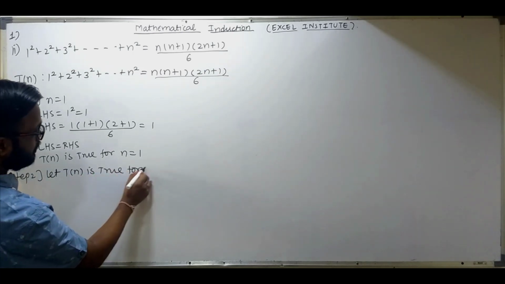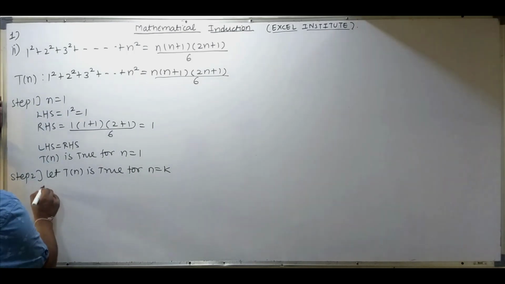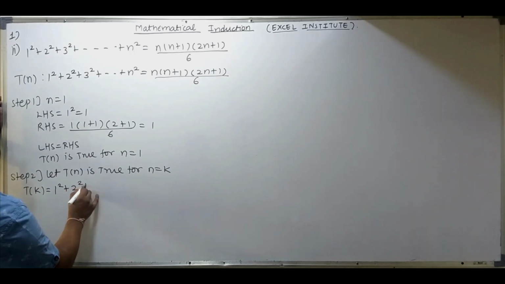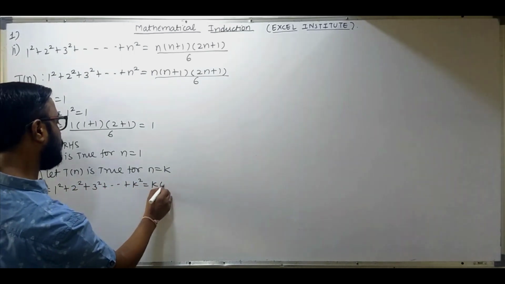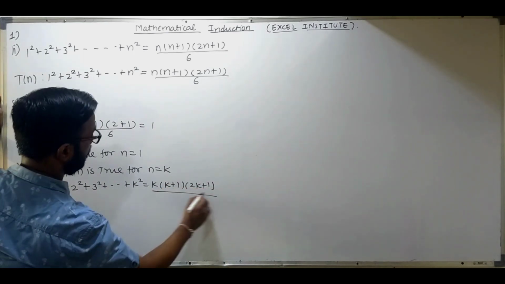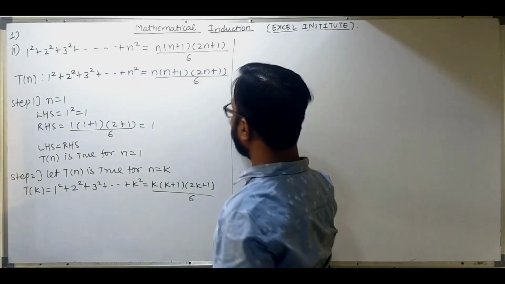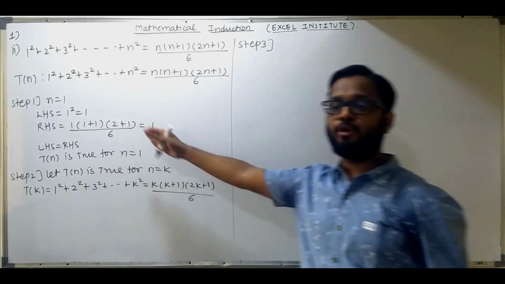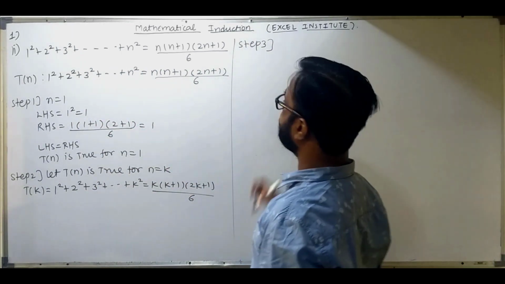We assume that T of n is true for n equal to k. So replace n by k: T of k, 1 square plus 2 square plus 3 square up to k square is equal to k into k plus 1 into 2k plus 1 by 6. Now step 3. Step 3 is the proving part, beta. For each and every question you have to follow these 3 steps. Step 1, n equal to 1. Step 2 is assumption, and step 3 is the proving part.